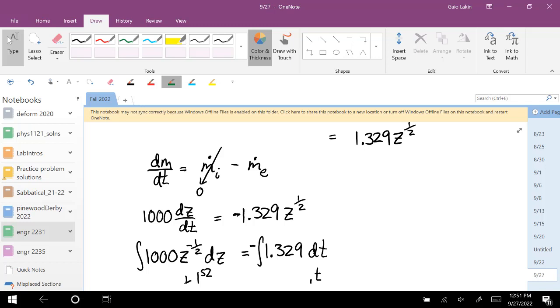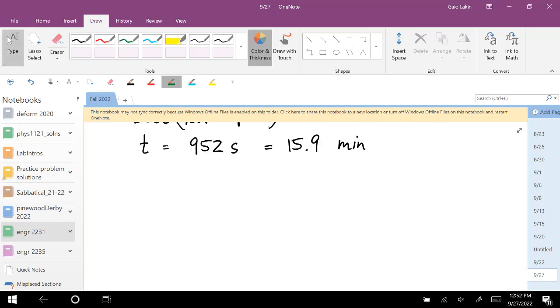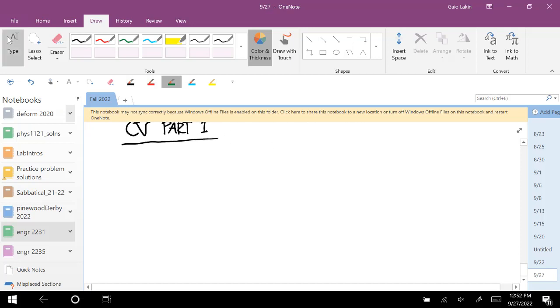Let's do a control volume one. So this is control volumes part one, and this is number two. And this one is a nozzle.